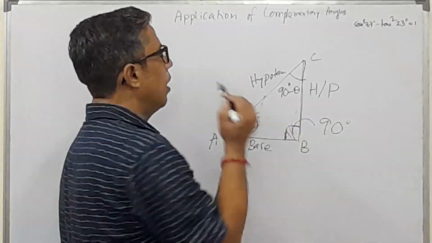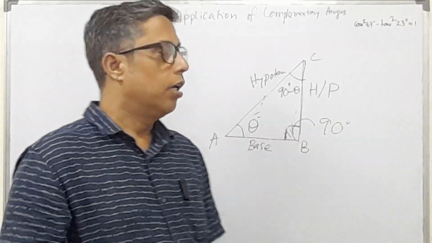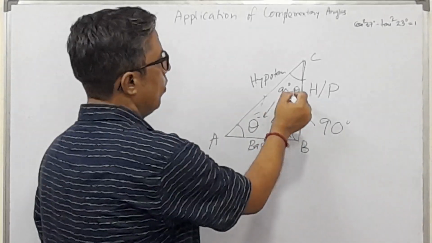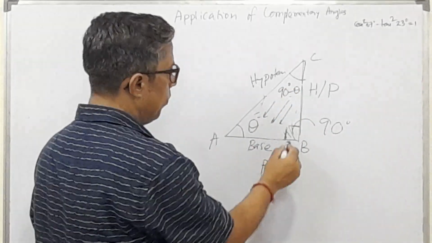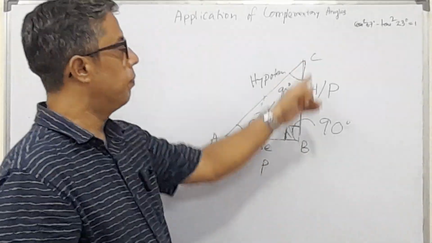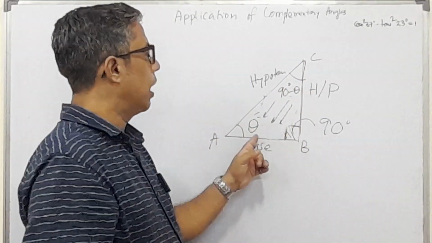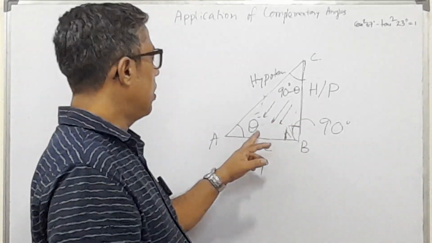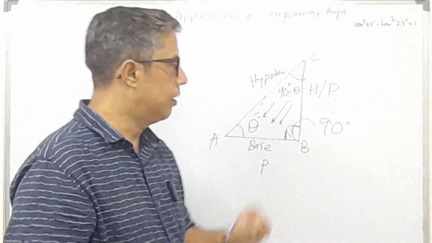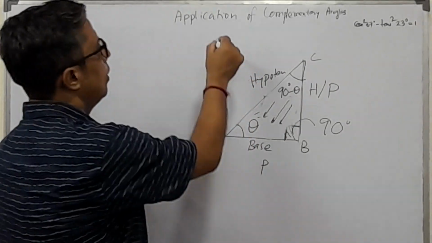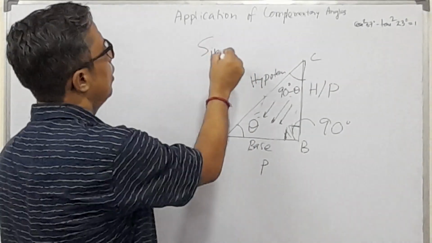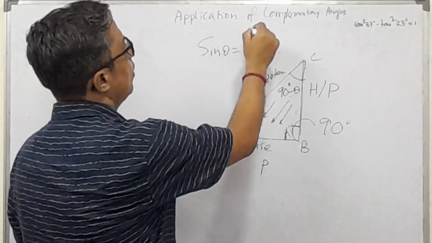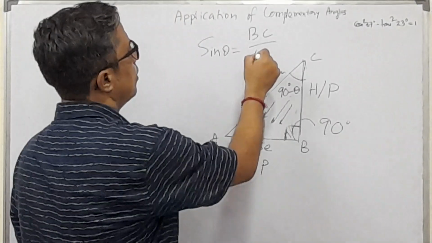So these two are called complementary angles. Now for this angle, this side will be perpendicular and this will be base. So for these two angles, base and perpendicular get swapped. If I say sine theta, what will be the value of sine theta here? Sine theta is equal to perpendicular by hypotenuse, that means BC by AC.